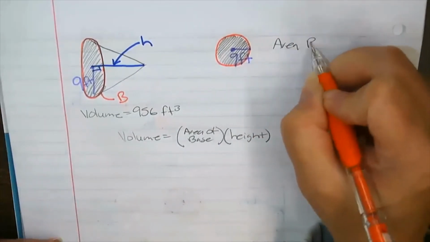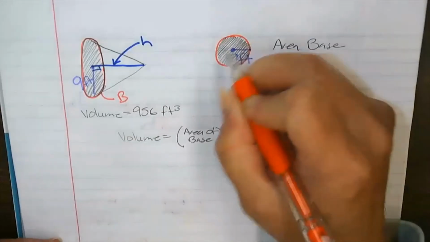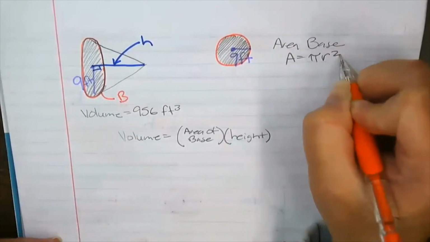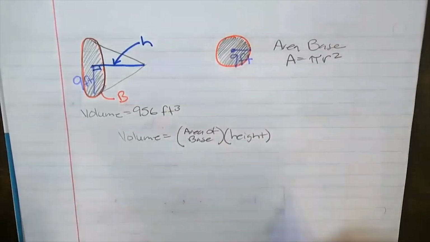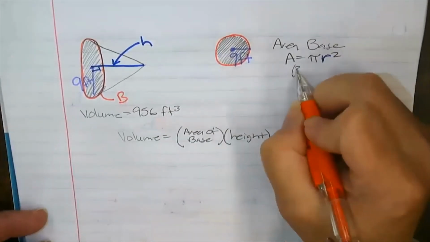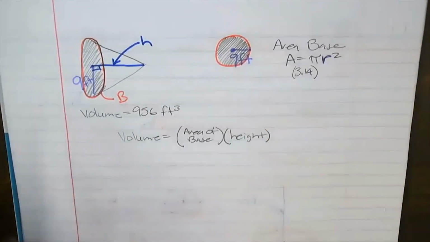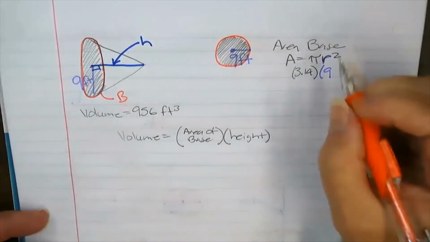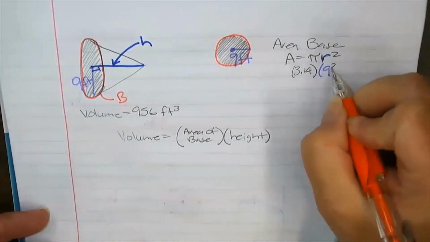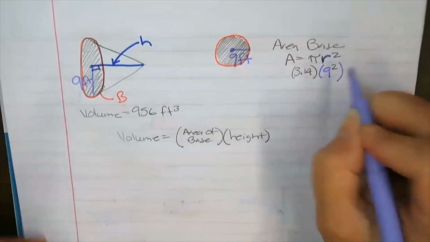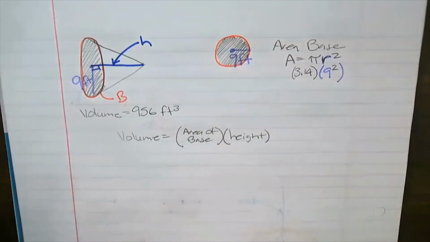So we need to find the area of the base, and it's a circle. So the area is equal to pi r squared. Okay, so now it's substitution. 3.14. My radius is 9 feet, and the order of operations says we do exponents before we multiply. So I'm going to put my exponent inside just to remind me to do that first.